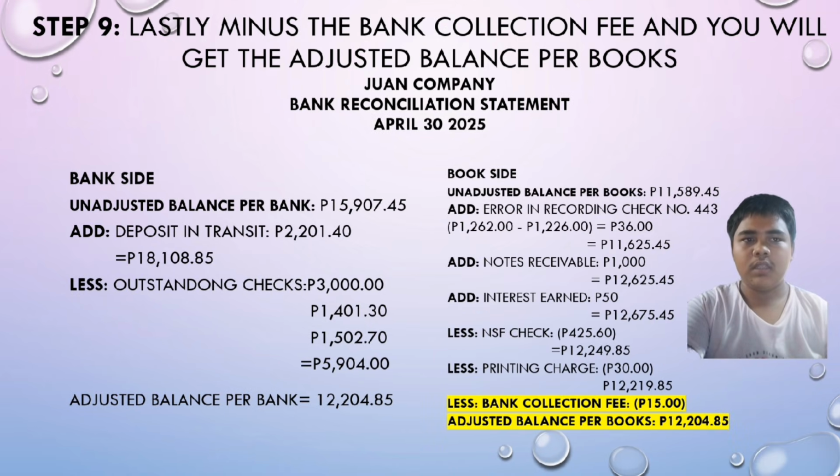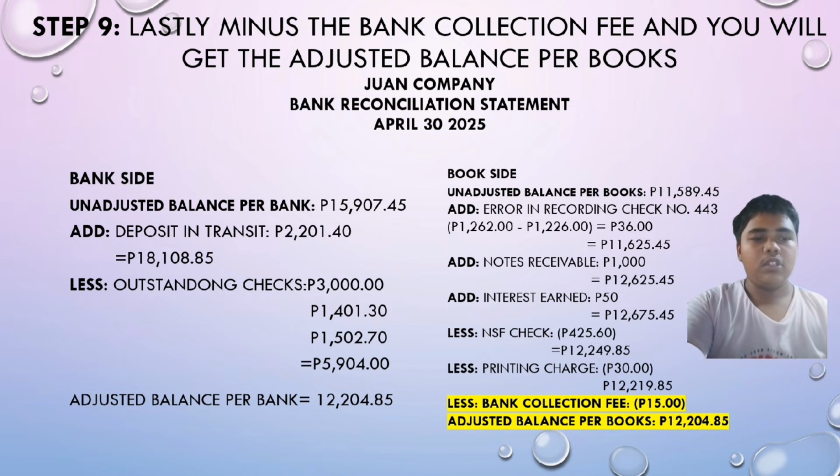Step 9. Minus the bank collection fee and you will get the adjusted balance per books. After the printing charge of 30 pesos, you have 12,219 pesos and 85 cents. Now you have to minus your bank collection fee, which is 15 pesos. So 12,219 pesos and 85 cents minus 15 is equal to 12,204 pesos and 85 cents, which is your adjusted balance per books. But we are not done yet.